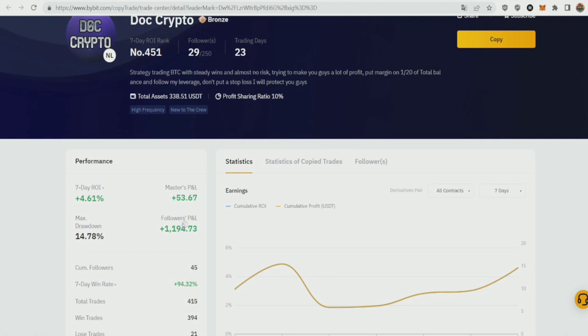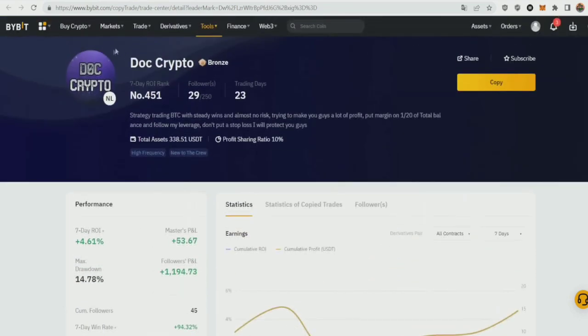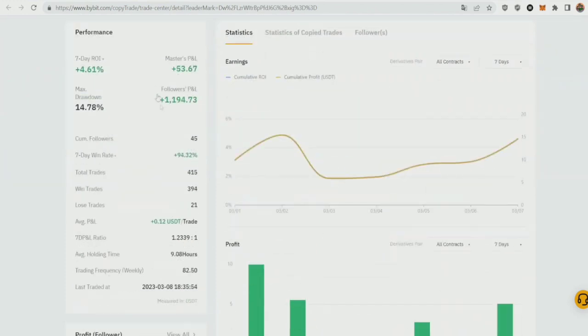It's dangerous. Then you want to see the win rate at least 90%, and you want them to have at least 300 trades in profit. So don't join someone who only did 20 trades. It's risky. They just got lucky, and they can wipe out all your profits. As you can see, 394 wins out of 415 trades, so a 94% win rate, high win rate, a lot of trades, really good. So Doc Crypto is looking very good right now.